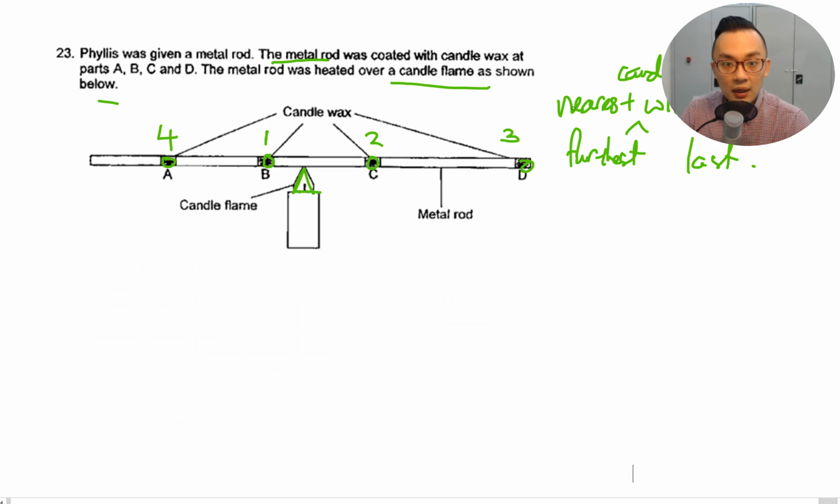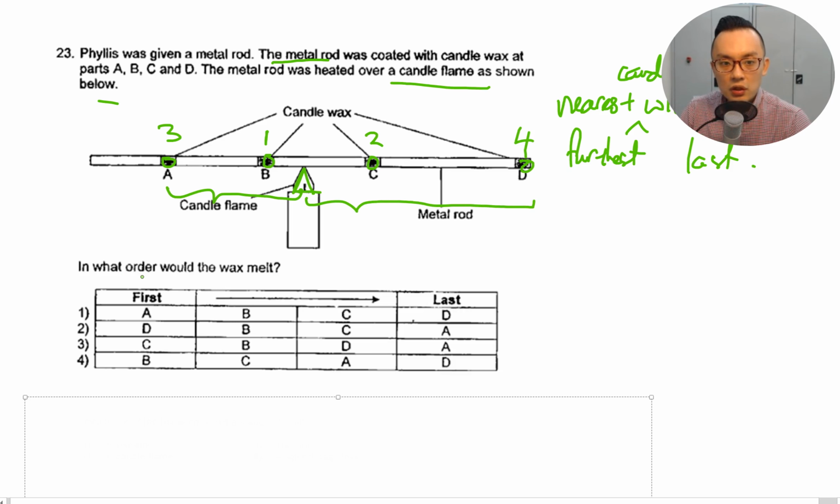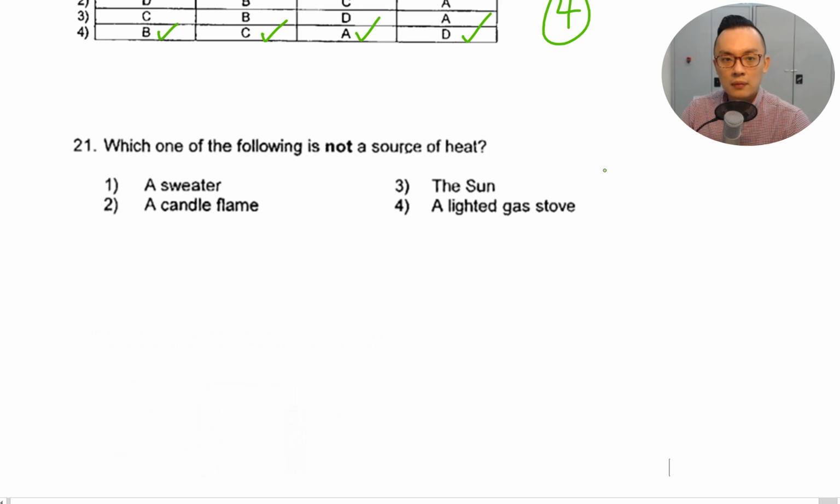Hey, wait a minute. No. This is wrong. 1, 2, and then this is 3, and this is 4. Okay, so this is nearer than this. So in which order would the wax first melt? So number 1 is B. First is B. Okay, correct. Number 2 is C. Correct. Number 3 is A. Correct. Number 4 is D. Correct. So the answer is number 4.